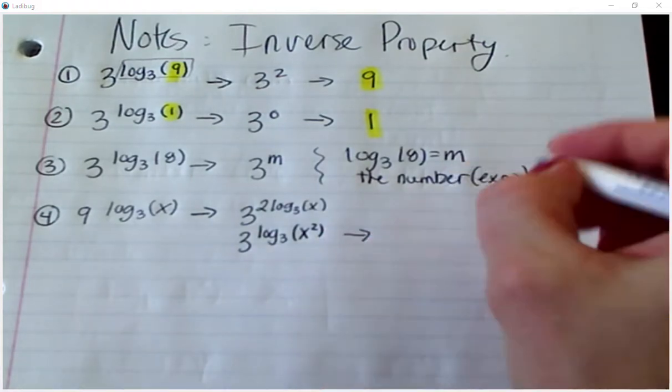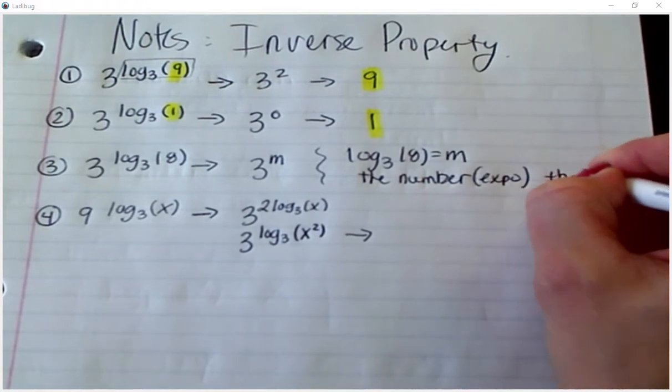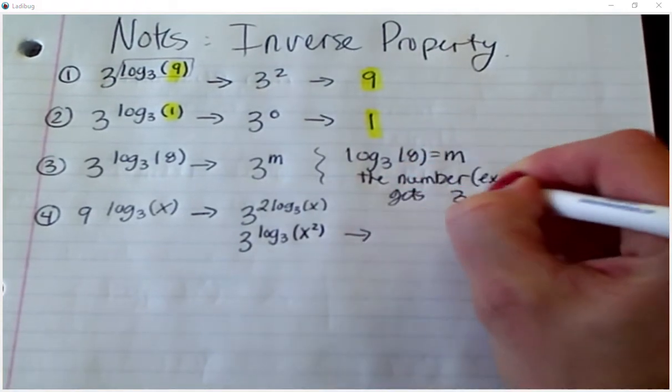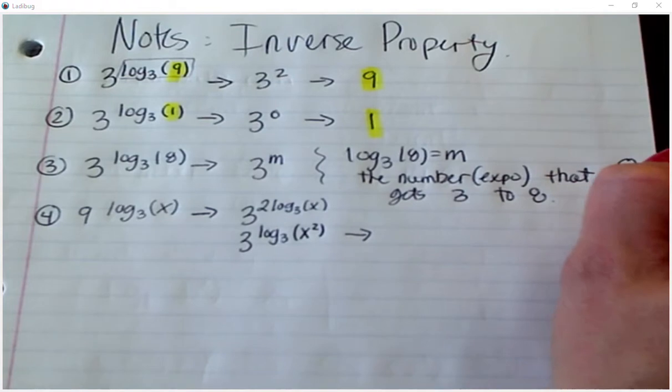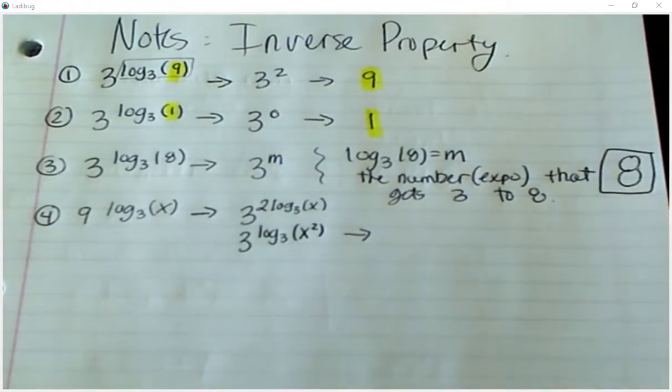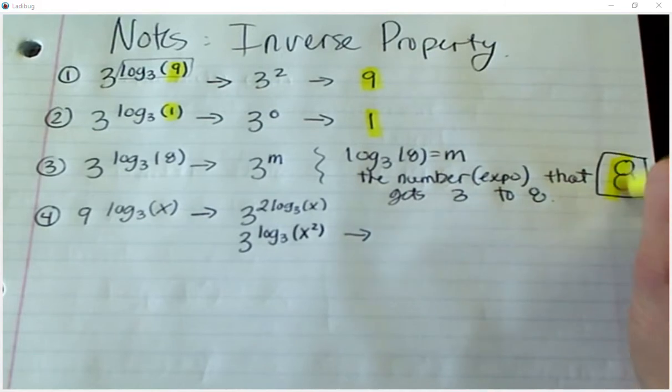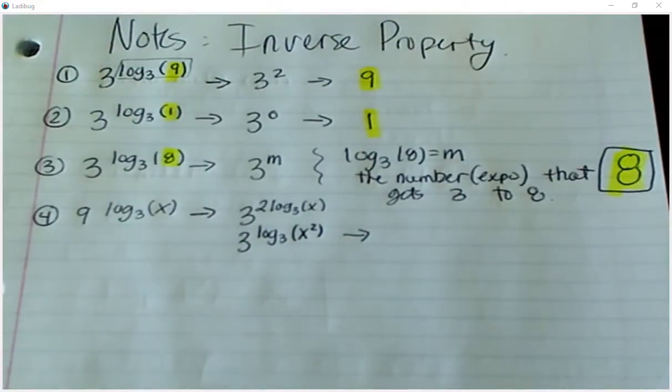Okay. The number, or exponent, that gets 3 to 8. Right? 3 to this power gets you to 8. Feels like magic. When the sentence makes sense, it's going to feel like magic. But is it what I think it is? Yes. She's using magic today. It comes down to 8. That's what this simplifies to. Okay.